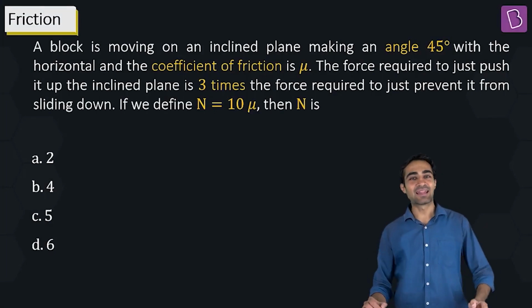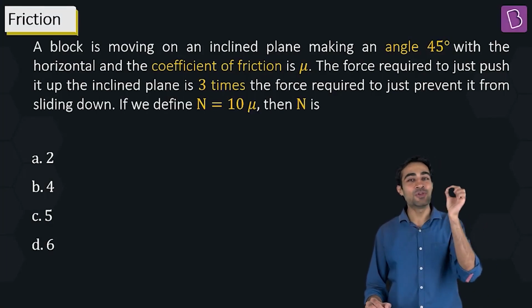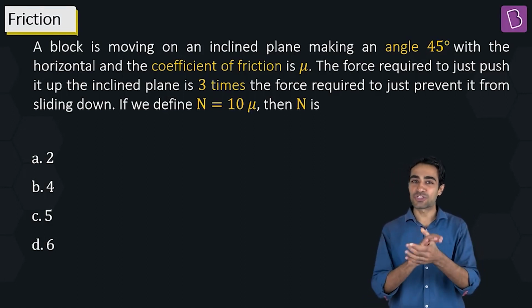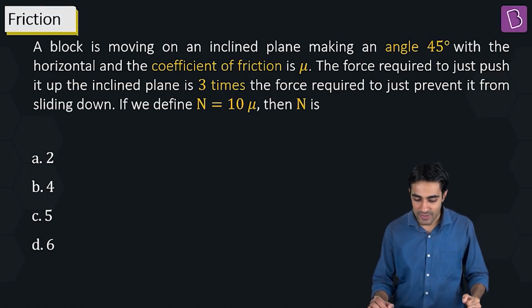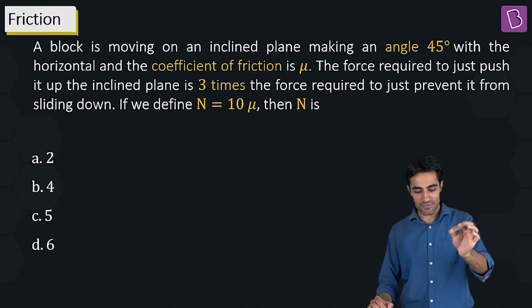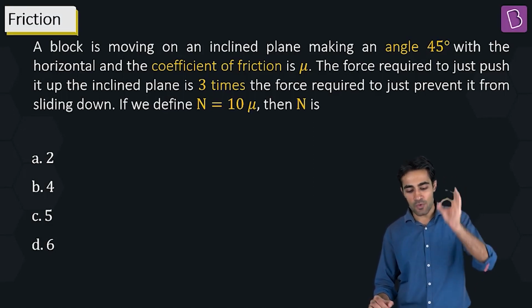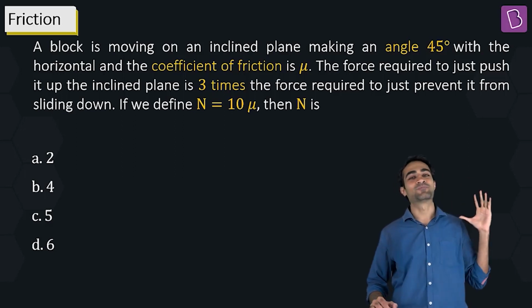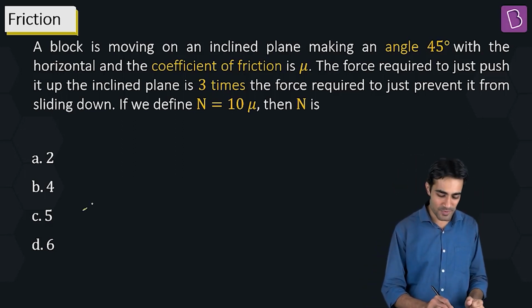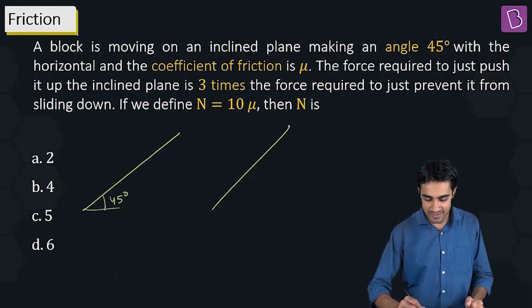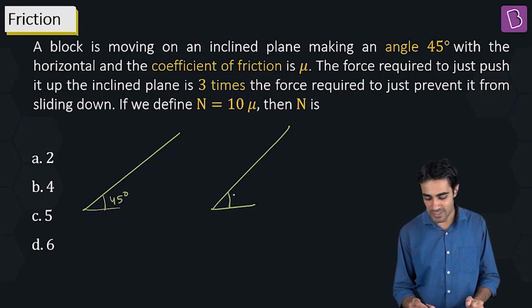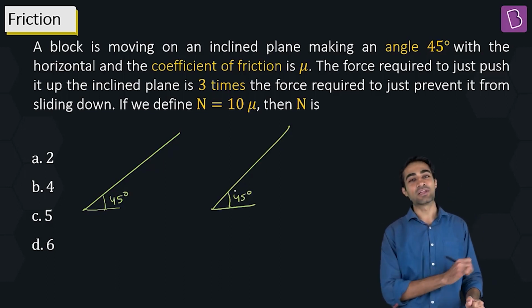Let's have a look at this awesome question on Newton's laws of motion and friction together. A block is moving on an inclined plane making an angle of 45 degrees with the horizontal, and the coefficient of friction is mu. So there is a beautiful inclined plane. The angle of inclination is given to be 45 degrees. This is how our inclined plane looks, 45 degree angle of inclination.